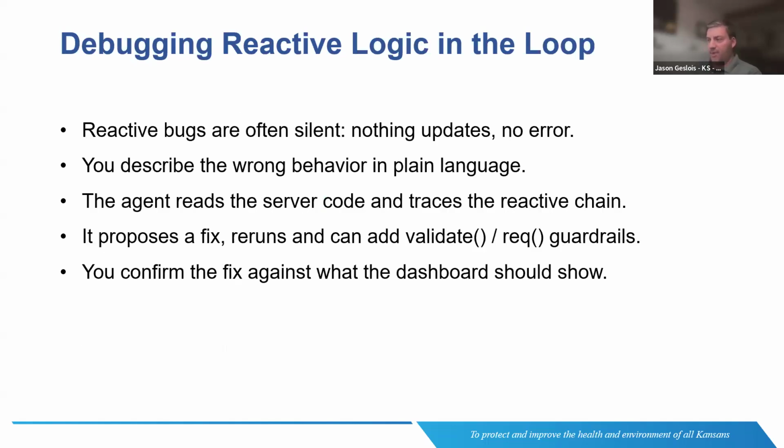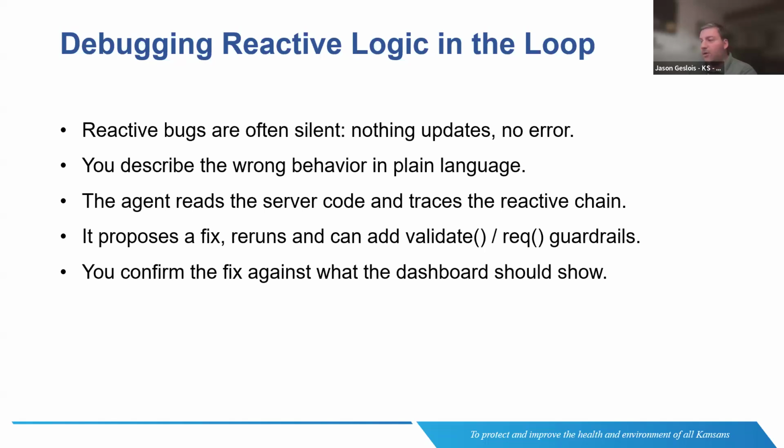So thinking about the debugging process, reactive bugs are often silent, and those are a good fit for where an agent can help. Often nothing crashes. If you change a filter and your table just doesn't update, you might not see an error, just maybe wrong or stale output. Those are hard to chase down by just reading the code alone. So the workflow is that you describe the wrong behavior in plain language: when I change the year, the chart doesn't refresh. The agent opens the server code and traces the reactive chain to find where the dependency is broken, proposes a fix, reruns the app, and checks whether the behavior changed.